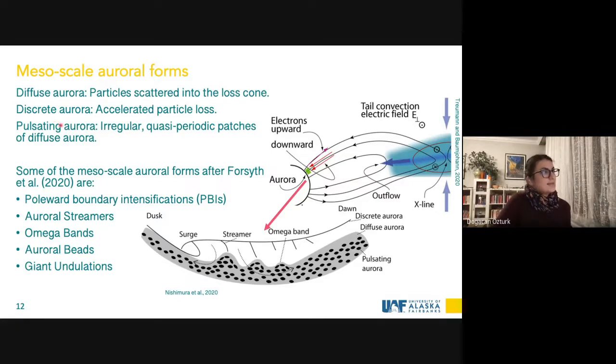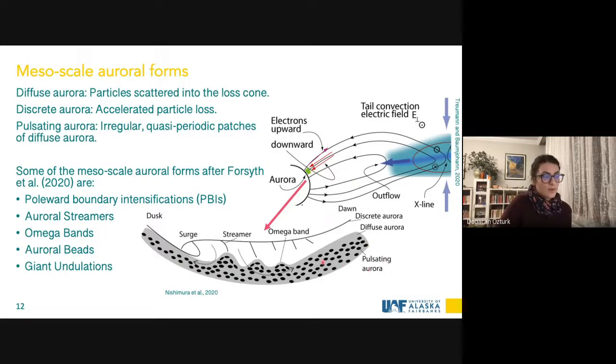And there is the pulsating aurora, which is a type of diffuse aurora. As we have seen, these are irregular quasi-periodic patches of diffuse aurora. So when we look at the auroral oval, you can see that there is a distinction between the discrete and diffuse aurora based on the latitude that the magnetic field lines map to in the magnetotail. Towards the poleward end of the auroral oval, we see the discrete auroral features, and towards the equatorward boundary, we see more of the diffuse aurora features.